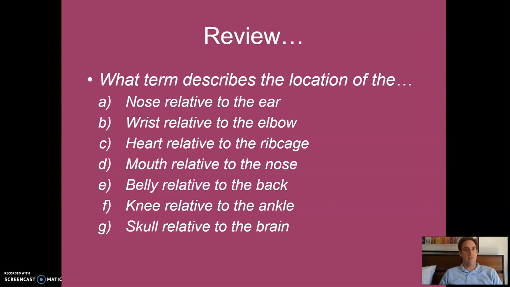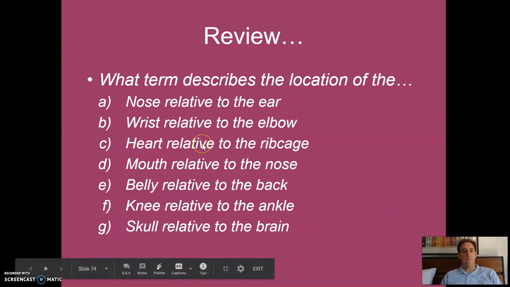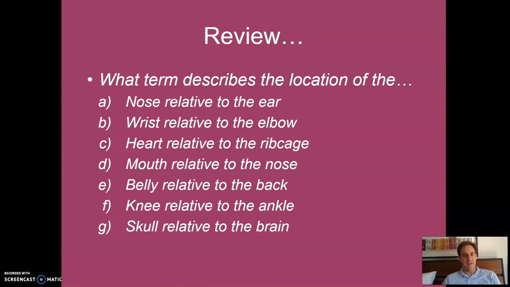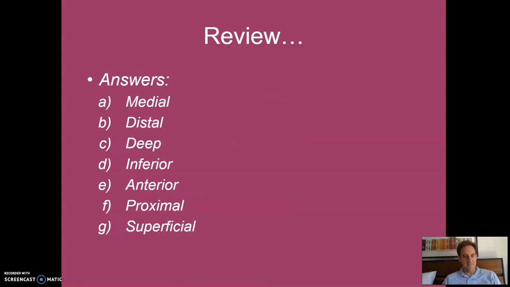Did you do it? Did you hit pause? Who knows? Only you know. But here are the answers. So the wrist relative to the elbow is distal. I've got to figure these out myself now. Oh, actually, I have the answers. Here are the answers right there. So you can go ahead and check those answers, and then I don't have to worry about messing it up.